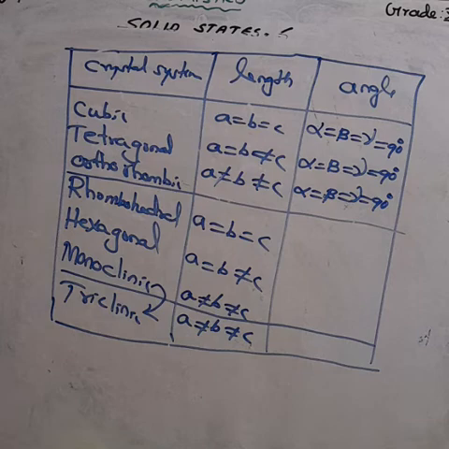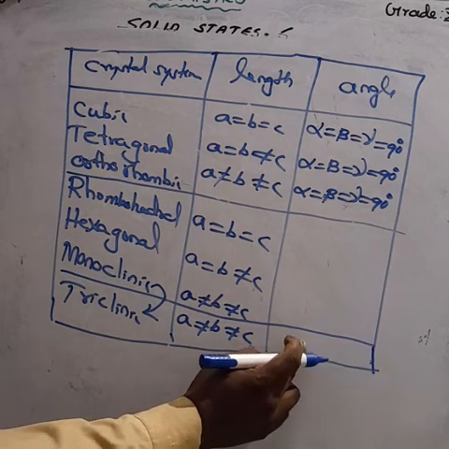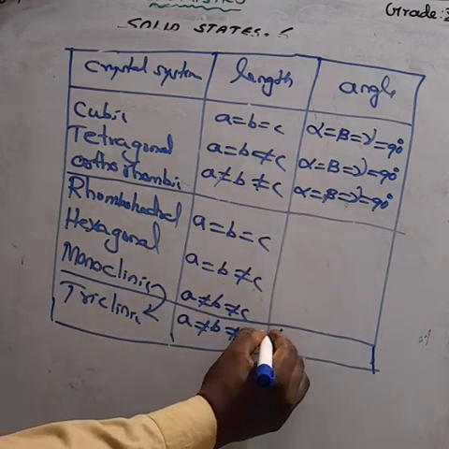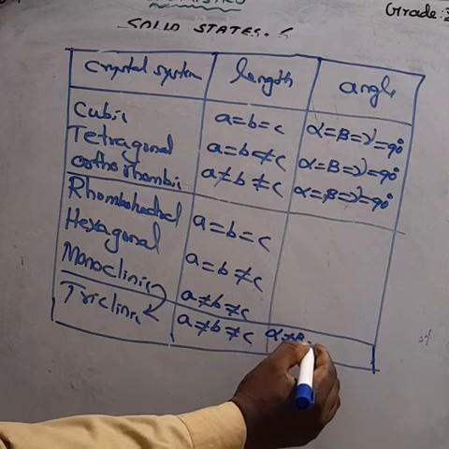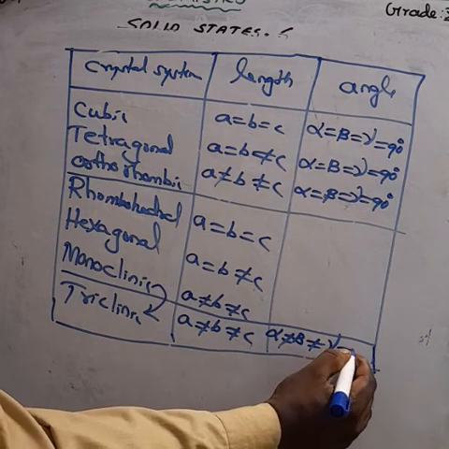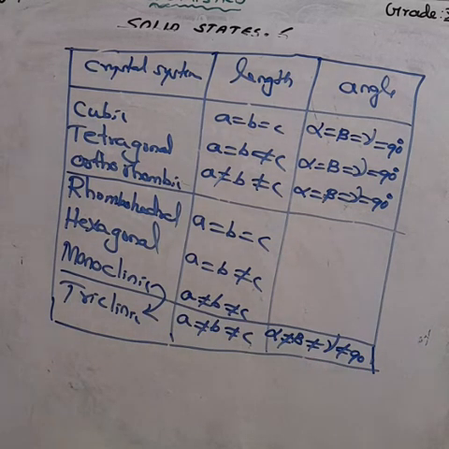After writing the first three, you go to the last one, the seventh one. Just write the opposite. Alpha is not equal to beta, beta is not equal to gamma, gamma is not equal to 90 degrees. We are just writing the opposite. After the seven, four are over. Then we have to write the remaining two.